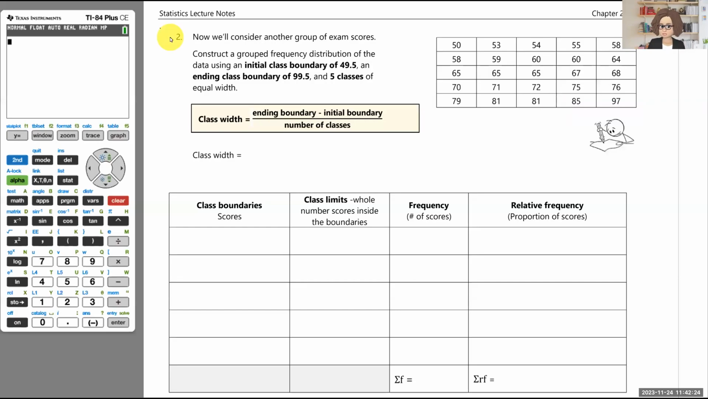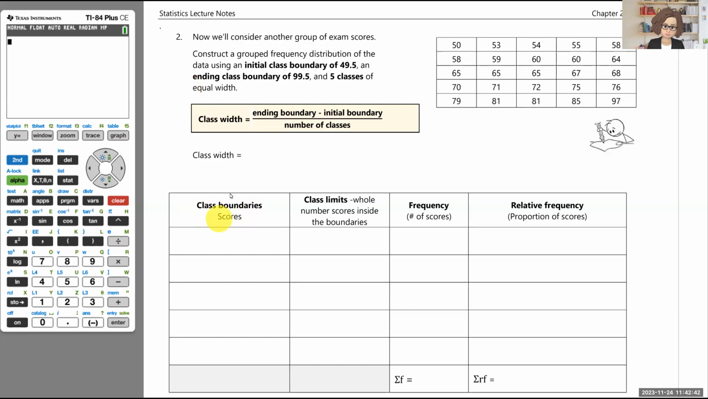Welcome. Let's take a look at another group of students' exam scores. And this time it says construct a grouped frequency distribution of the data using an initial class boundary of 49.5, an ending class boundary of 99.5, and 5 classes of equal width.